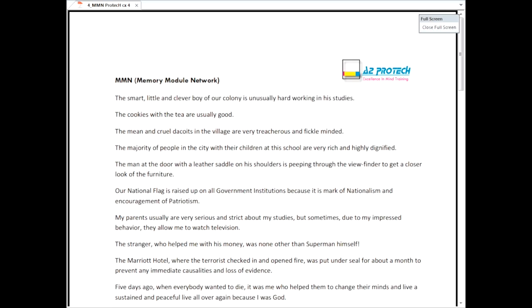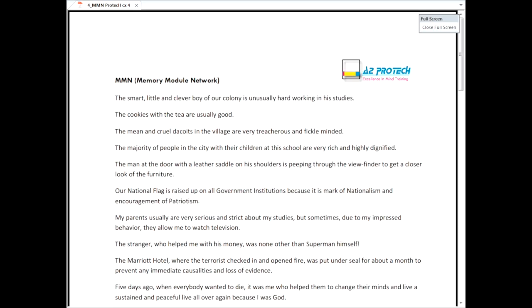Okay, now I'll read it once again, then you read, and then you will shoot without seeing. Got it? Okay. So the man at the door with a leather saddle on his shoulders is peeping through the viewfinder to get a closer look of the furniture. The man at the door with a leather saddle on his shoulders is peeping through the viewfinder to get a closer look of the furniture. Okay. Shoot.